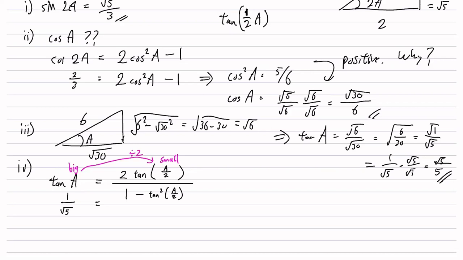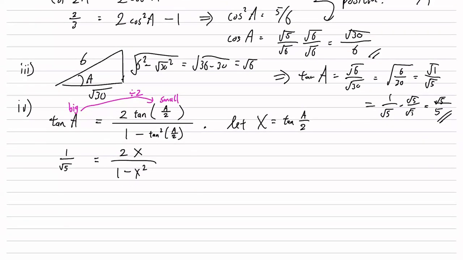Very good. So 1 over root 5 equals to 2 times... you know what? Just to make my life easier, I'm just going to say let x equals tangent A over 2 so I don't have to keep writing it. So this becomes 2x over 1 minus x squared. Again, what do you have to solve now? What kind of equation? Quadratic. This is a quadratic equation. Then I'll leave that to you to solve on your own. Remember, quadratic will have 2 answers. Which one do you reject? Negative. Why?